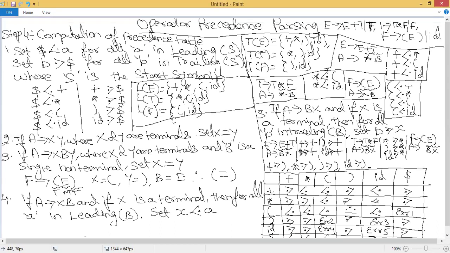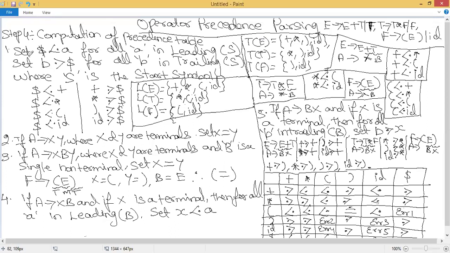Before that, I will again mention the problem of this operator precedence parsing. This is the grammar: E tends to E plus T or T, T tends to T star F or F, F tends to open parenthesis E close parenthesis or ID. Already we have computed the leading and trailing for this particular production rule. This is leading of E, leading of T and leading of F, and this is trailing of E, trailing of T and trailing of F.